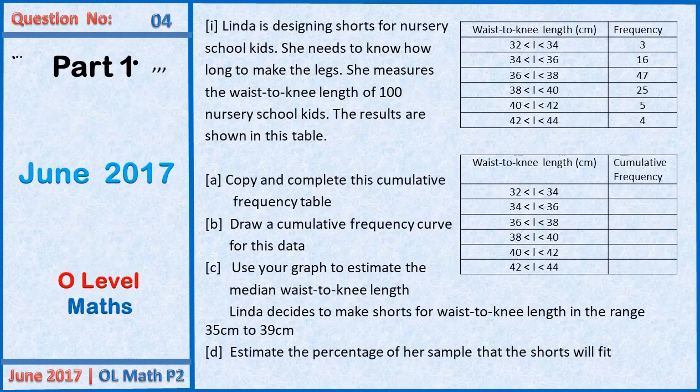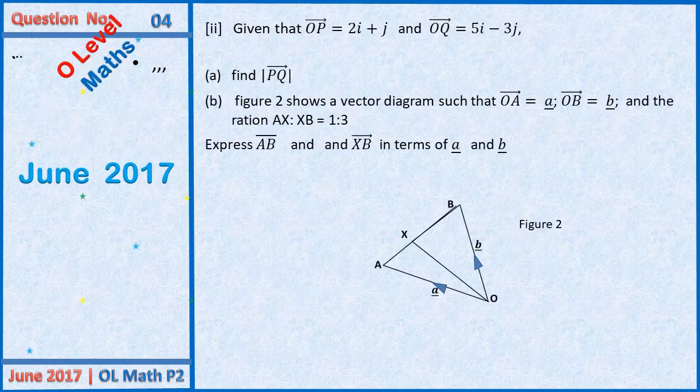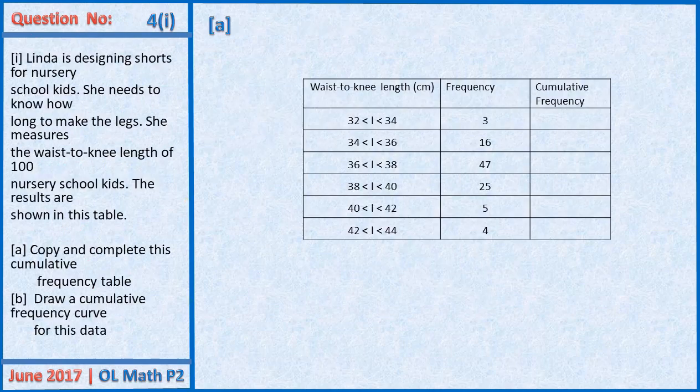All right, question 4. Linda is designing shorts for nursery school kids. She needs to know how long to make the legs. She measures the waist to knee length of 100 nursery school kids. The results are shown in this table. A. Copy and complete this cumulative frequency table.